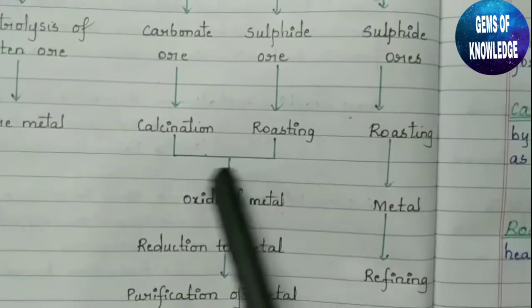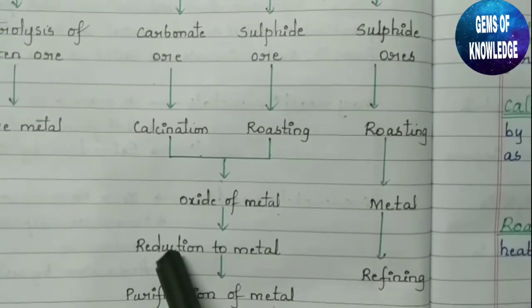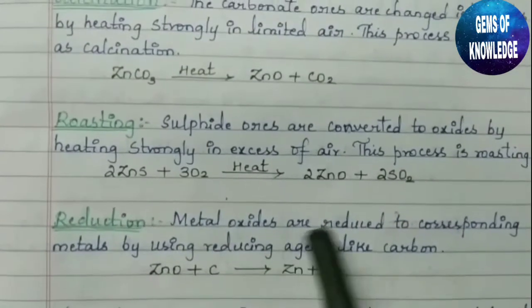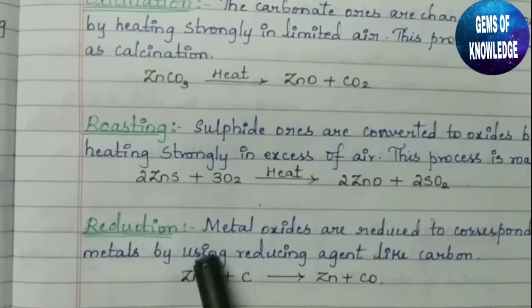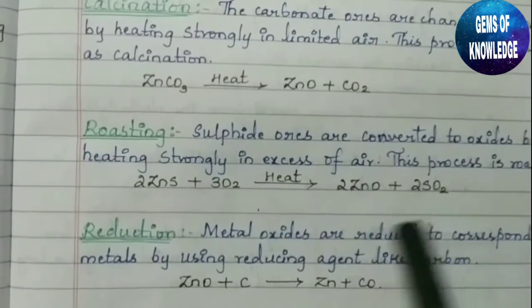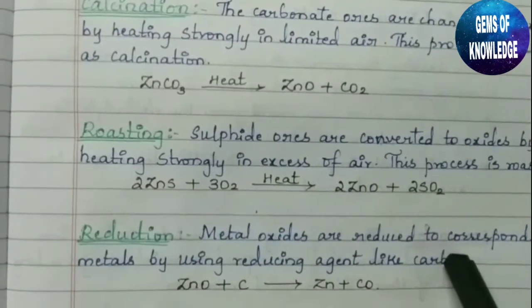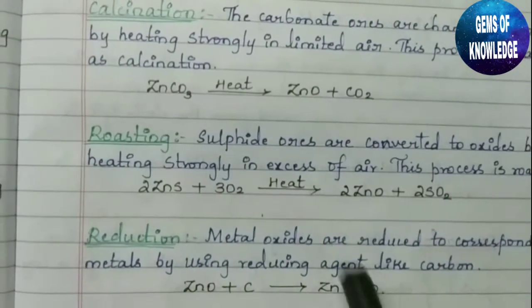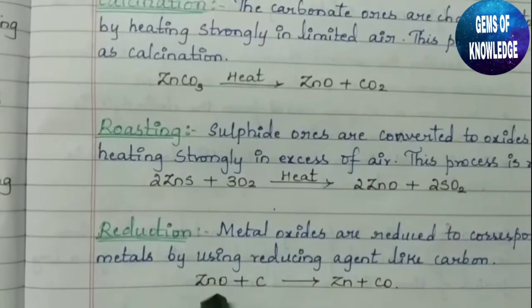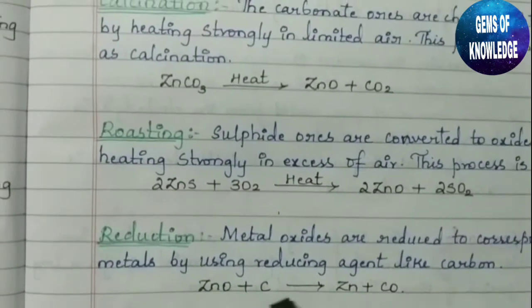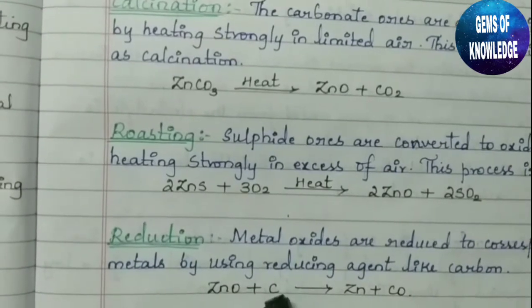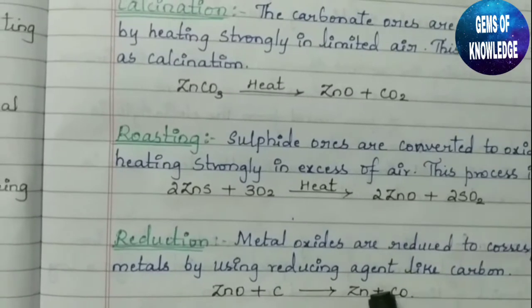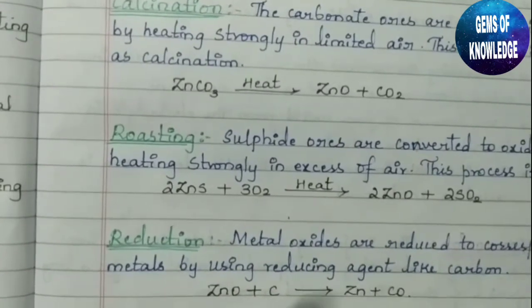Then for this oxide of metal, we have to carry out a reduction process. So what is the reduction process? Metal oxides are reduced to the corresponding metals by using a reducing agent like carbon. So they are using carbon as a reducing agent, and from the metal oxide they can get the metals. You can see the example given here: ZnO, zinc oxide, when mixed with carbon, gives zinc metal, and carbon monoxide, CO, will be released out.